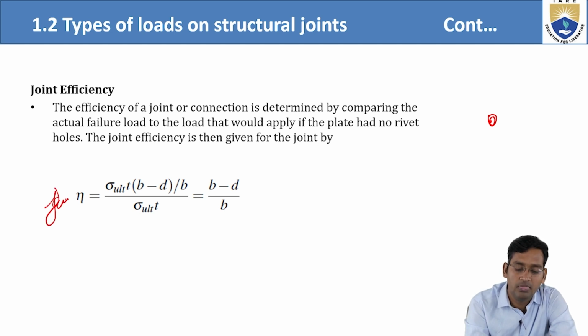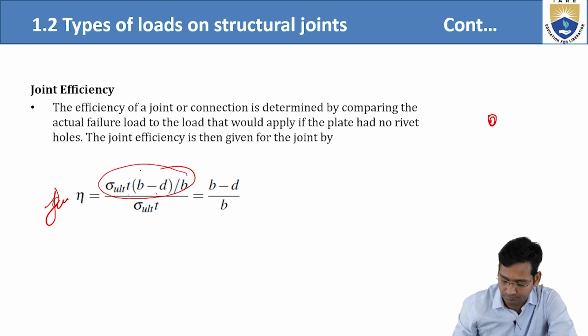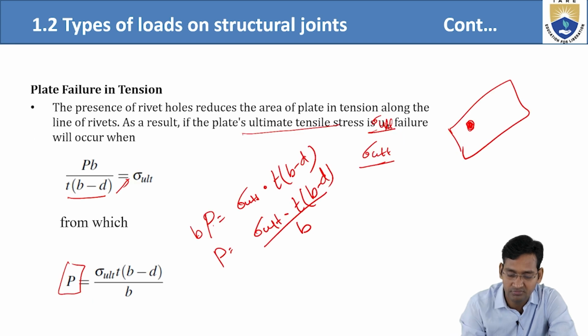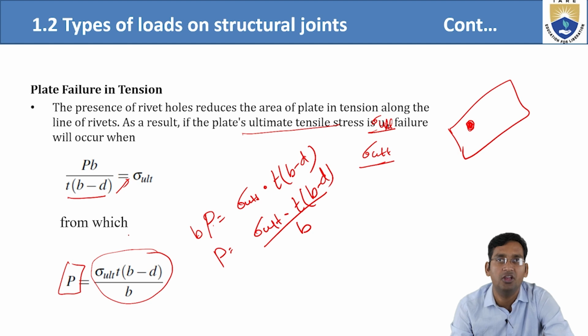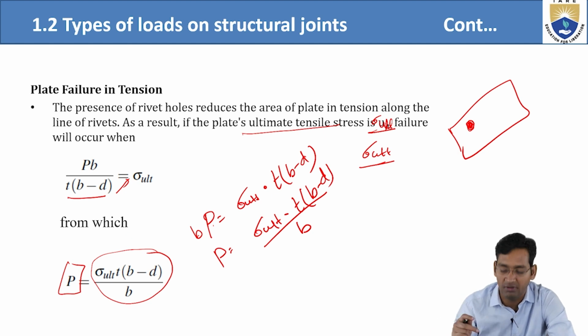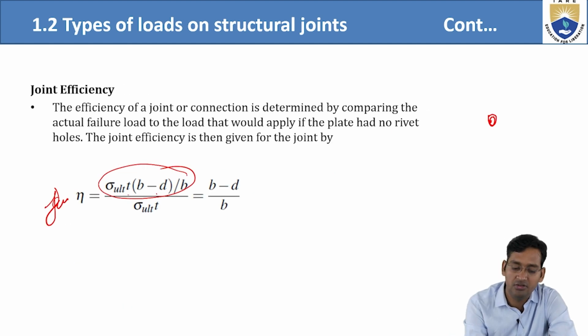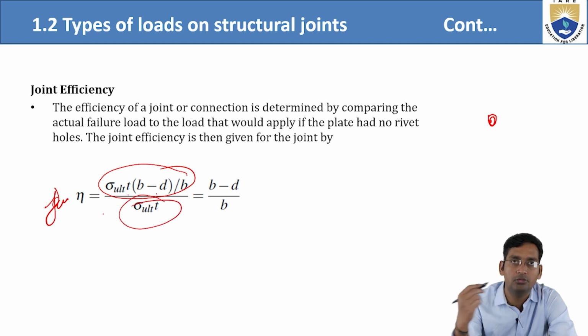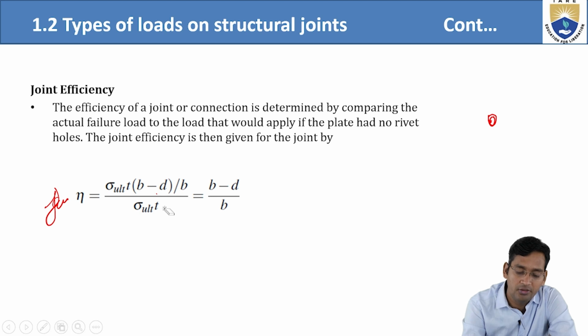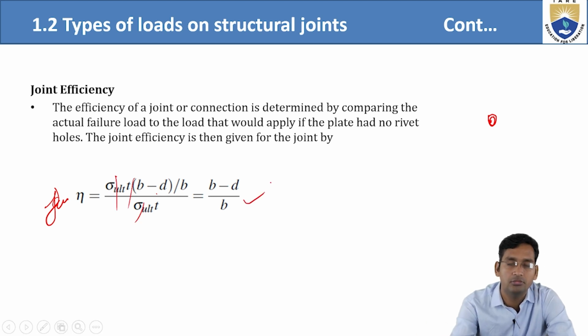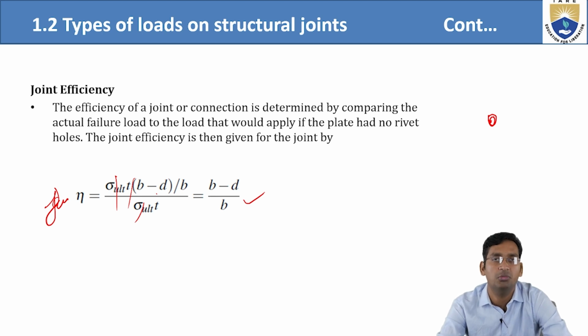That is sigma alt into T into B minus D by B, which is the plate failure in tension, divided by just sigma alt into T. So sigma alt cancels, T cancels. What is left? B minus D by B. So that efficiency will be B minus D by B.